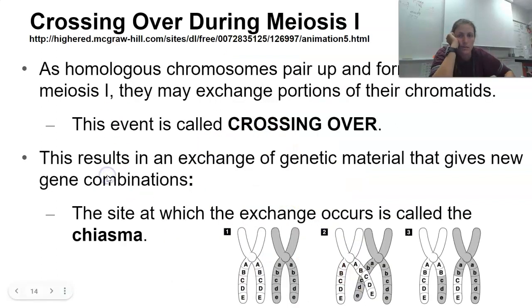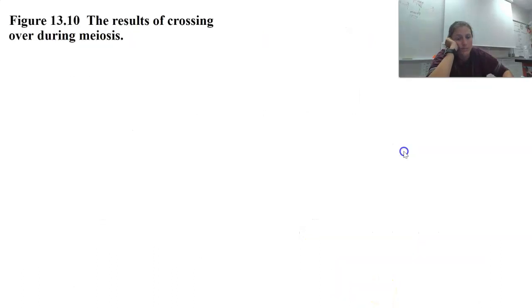Okay? So how do we make sure that it is even further genetically diverse? Because this is how we get different siblings as well. There's this thing called crossing over that occurs during prophase of meiosis 1. This is an exchange of genetic material that gives new gene combinations. And the site of the exchange right here is called a chiasma.